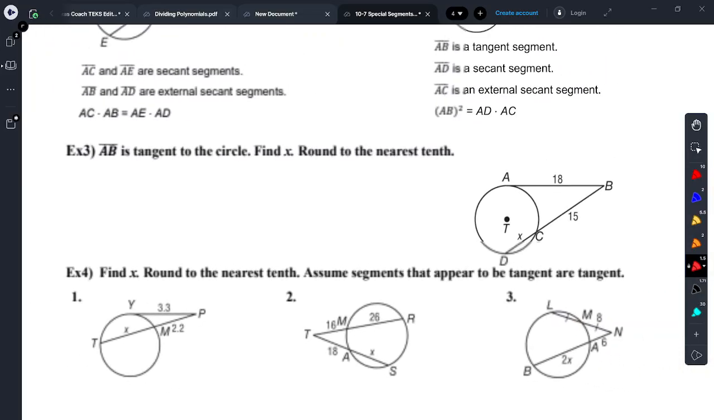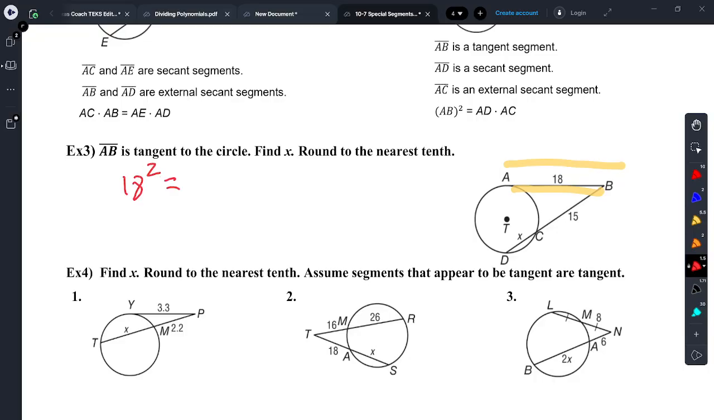Okay, so if I'm going on the left-hand side, the AB chord, what is this? The outside is what? Remember we said the outside times the whole thing. So that's what? 18 squared equals the outside times x plus 15, right? Got it?